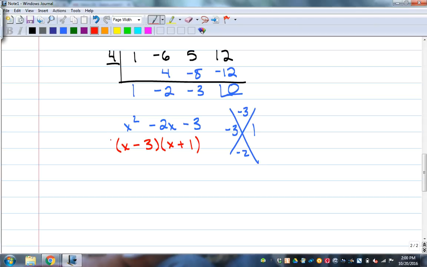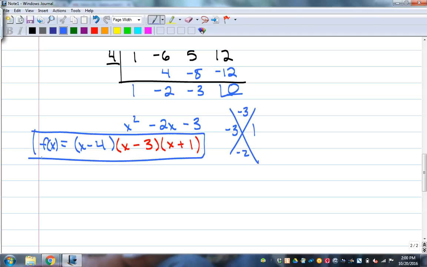And now we also know that the x minus 4 is a factor from the beginning. They told us that already. This is the factored form of that polynomial we started with. Write that factored form. That's all you do right there. To get it factored, yes.